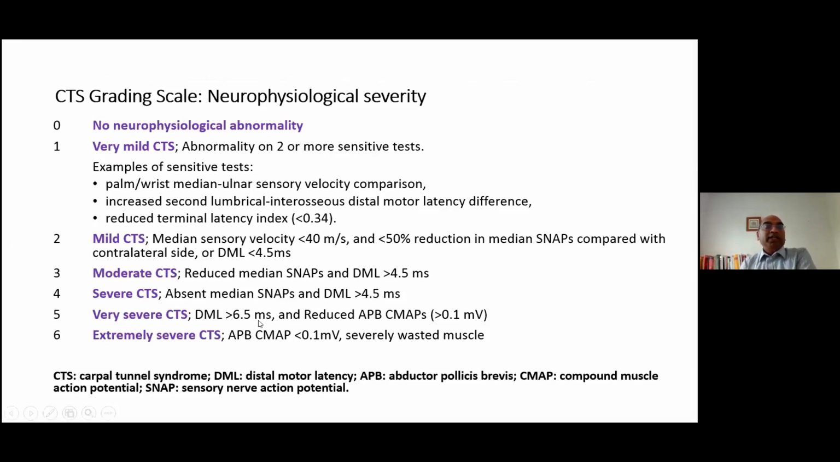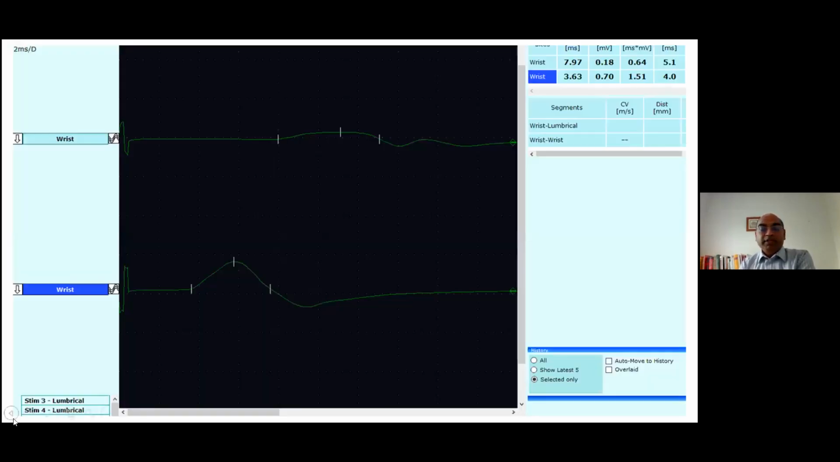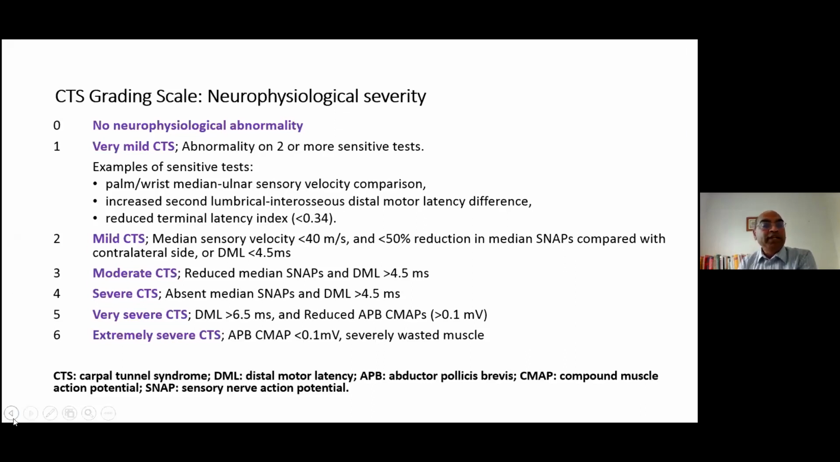So distal motor latency of about 6 and reduced CMAP, but still recordable. So very severe carpal tunnel, Canterbury scale 5, with a motor conduction block across the right carpal tunnel, which has a favorable prognosis. And this patient needs surgical management straight away because it crosses 3. Indeed, it might have been referred earlier for management.